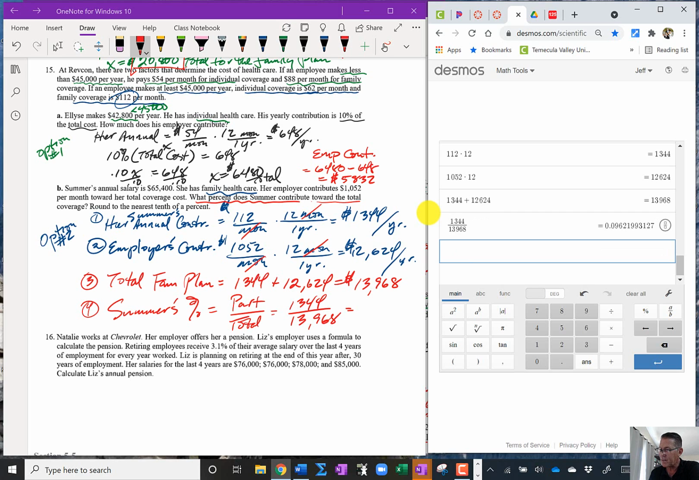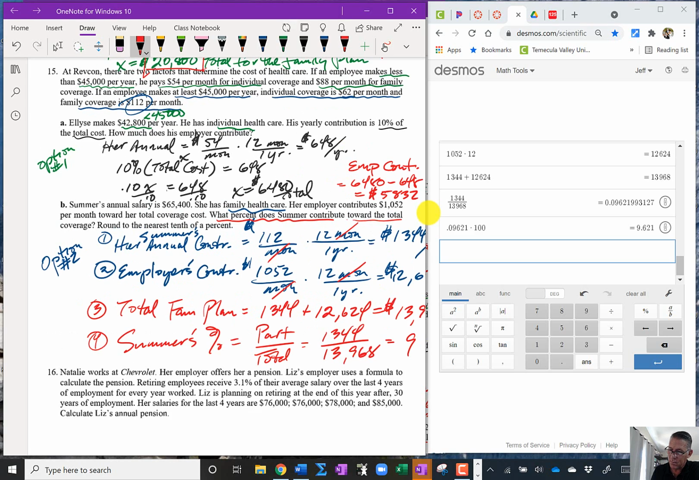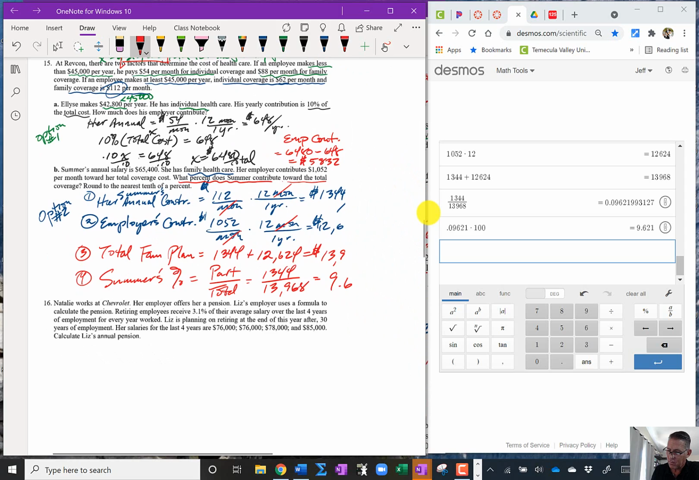All right, rocking and rolling here. Okay, number 16. Let's switch to Natalie here. Now, Natalie works at Chevrolet. Her employer offers her a pension. Now, her pension's like a retirement, and that's a good thing. Teachers have pensions. So we put into our pension every month, okay?